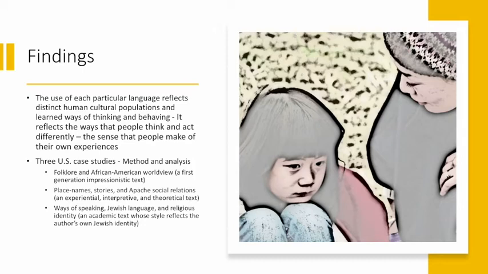We also looked at other case studies. We looked at Apache language use and how Apache place names and the stories that go with those place names reflect Apache social relationships and what they see as good social relationships in their community. And this text was a very experiential text. It was interpretive. It was also very theoretical, in trying to understand what humans do when they name places. It went beyond the confines of what we were doing inside the class, and it was getting into more interpretations and the development of theories of language use. This particular text was more academic and referred to existing theories and philosophies and so on.